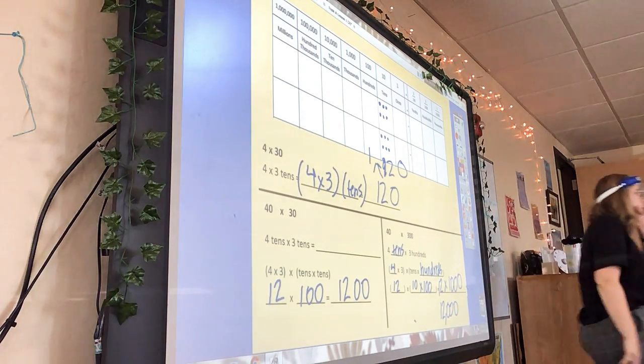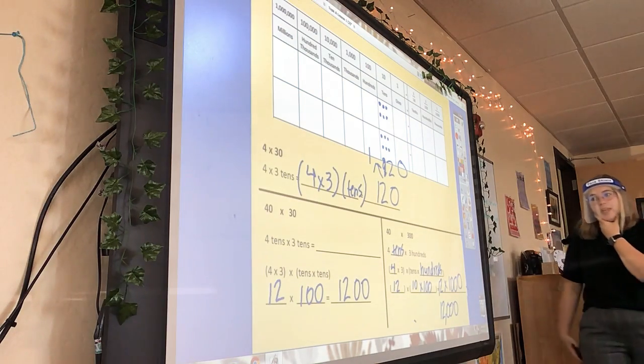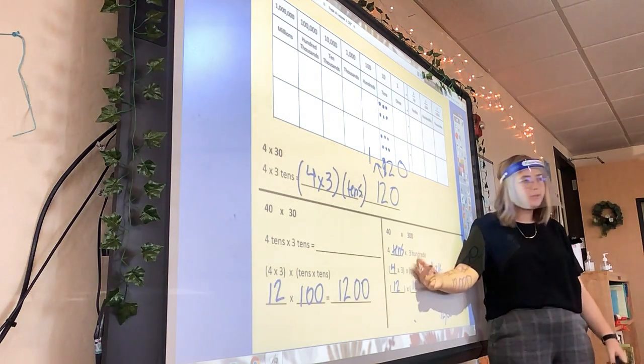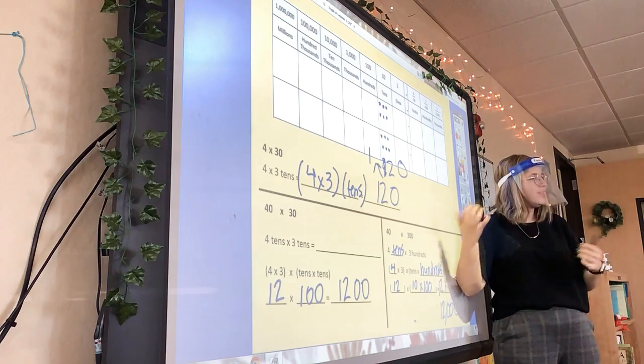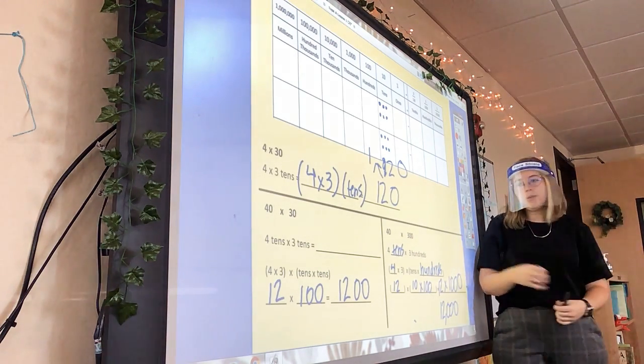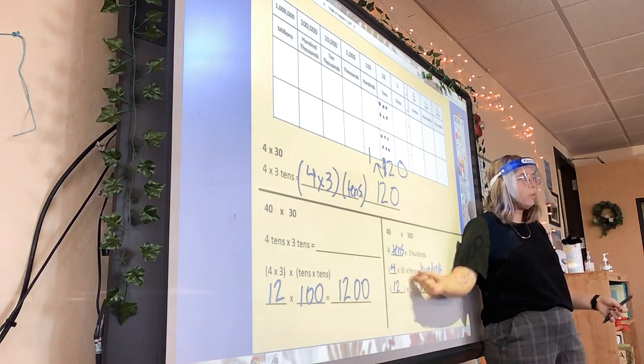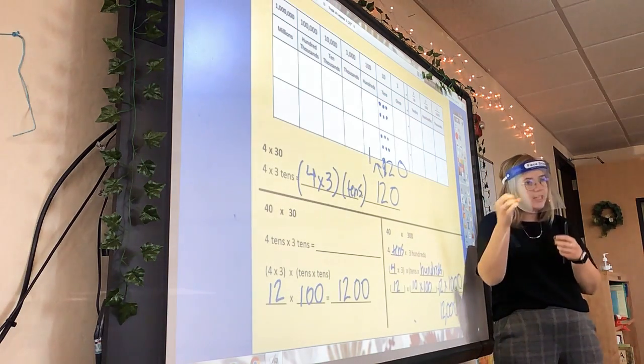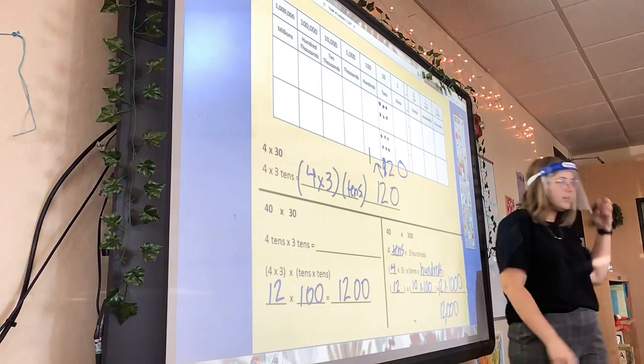Okay? So the part that's going to be hard is multiplying the units together, right? Like 10 times 100 is kind of funky. Just think of it as 10 times 100. Pull those whole numbers out, so 4 and 3. Multiply those separately. Multiply the units together, okay?